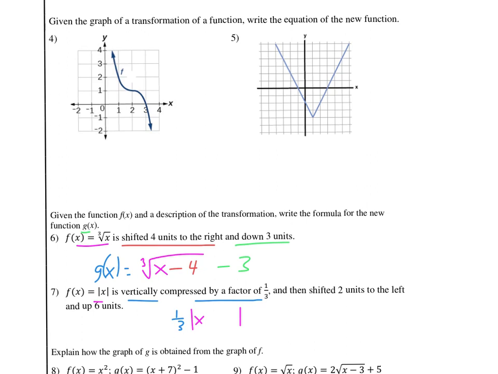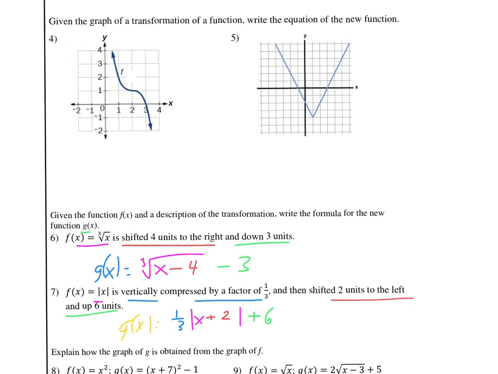And then it says shifted 2 units to the left, and so that means I'm going to add 2 inside. Remember, that's the opposite of what you would think. And then lastly, we want to go up 6 units, so that's going to be a +6. Okay, and then we'll label it g of x.